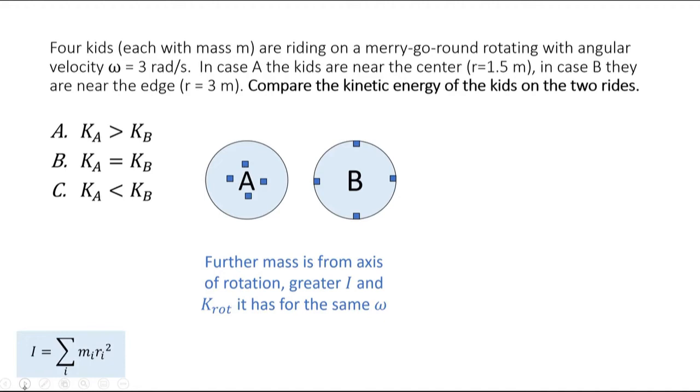Okay, and so here we can think about which of these has the greater moment of inertia. Well, they both have the same total mass, but in case B, the masses are further from the axis of rotation, which is at the center of the merry-go-round, than in case A. And so that means that case B is going to have a greater moment of inertia than case A, and so that means that the kinetic energy in case B is going to be bigger than the kinetic energy in case A. So that means that I would pick answer C.